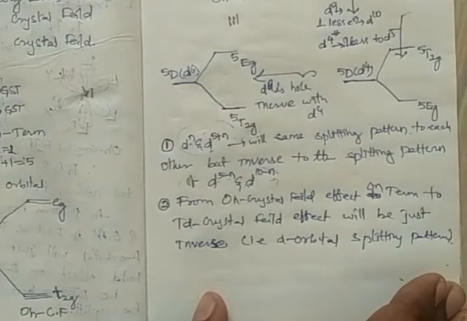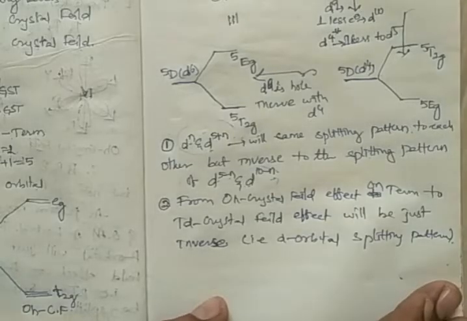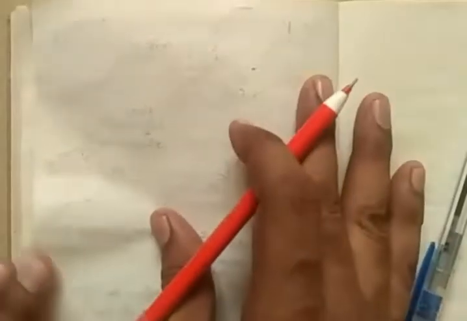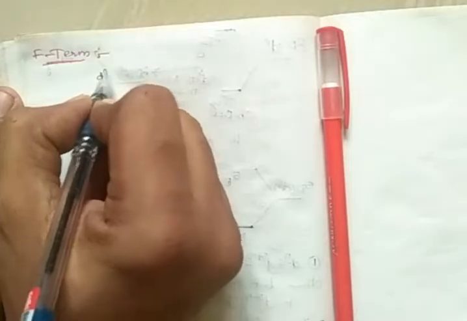Now we are going to have the next new topic, that is the F term splitting pattern, right? The crystal field effect on F term. Here, once we observe the ground state term for the different electronic configurations, the d2 and d8 electronic configurations will have 3F as the ground state term, and d3 and d7 electronic configurations will have 4F as the ground state term. So all these four electronic configurations of metal ions will have F as the ground state term.